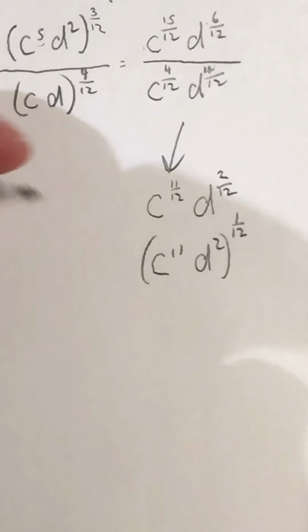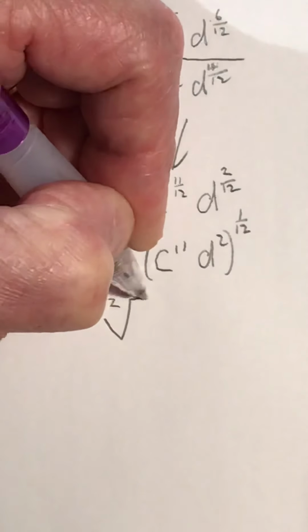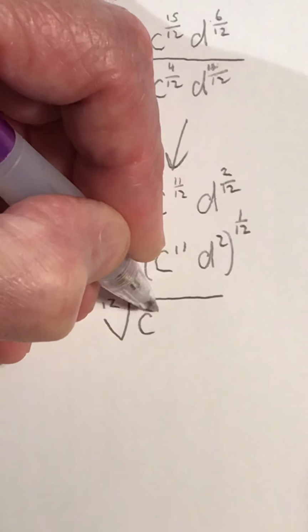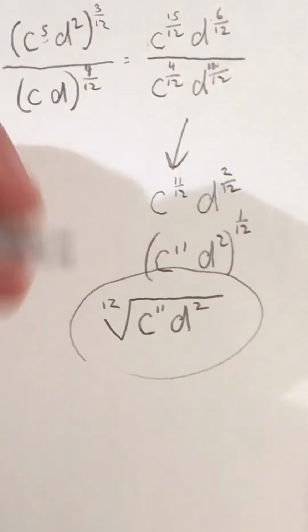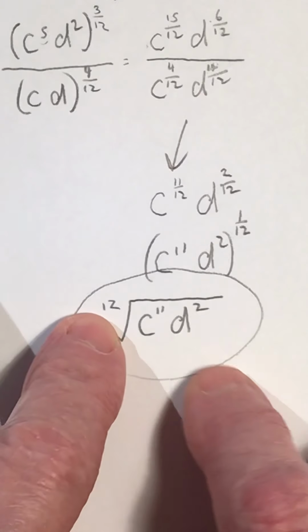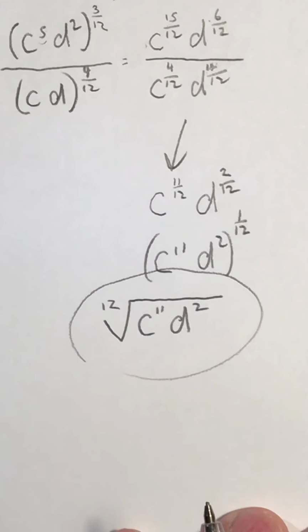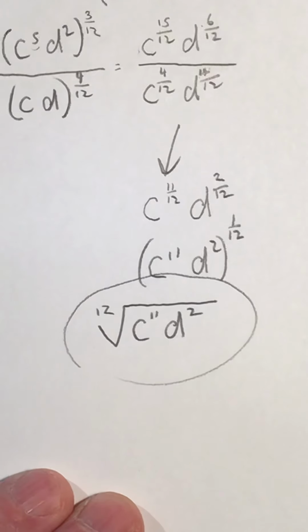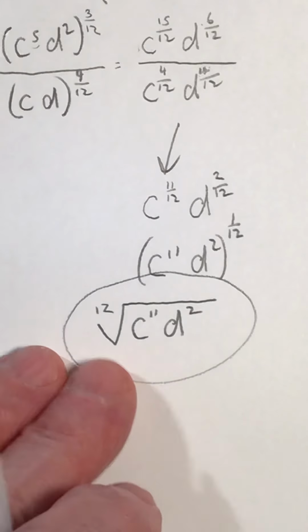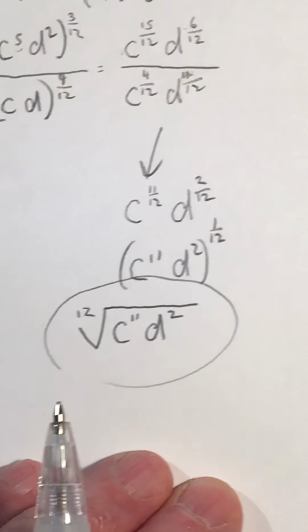Now, we're getting close to the finish line. I can rewrite this as the 12th root of C to the 11th, D to the 2nd. And both powers are less than the index, so that's finished. Whew. That's exercise 36. You're very, very unlikely to see this on a midterm or even on a quiz, but we'll see one, I think, in Alex.